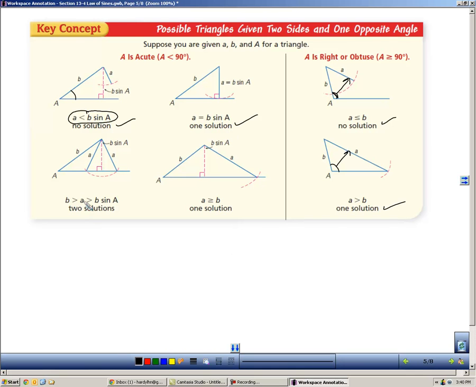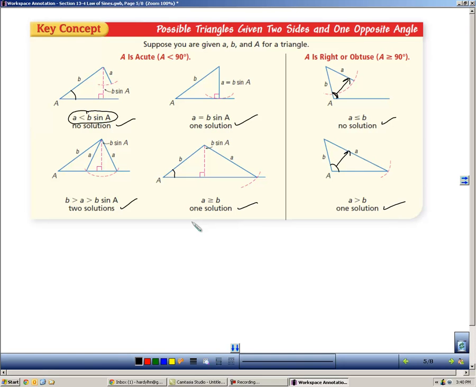If the side that you're given is greater than b sine A, but smaller than b, then there's a possibility of 2 solutions because you can have that third side come down here to the left or go out to the right. So there's 2 possible triangles there. And then the last one, if the side across from the angle that you're given is bigger than b, then there's one solution. And we're going to try to look at all those different scenarios. But the key is to look for that b sine A and compare it to the side across from the angle you're given.